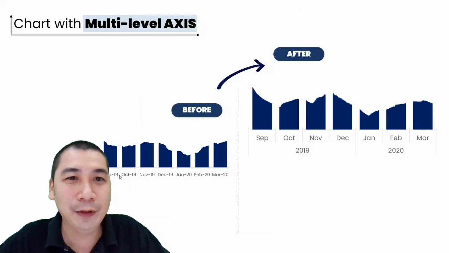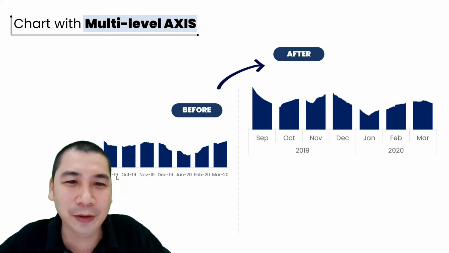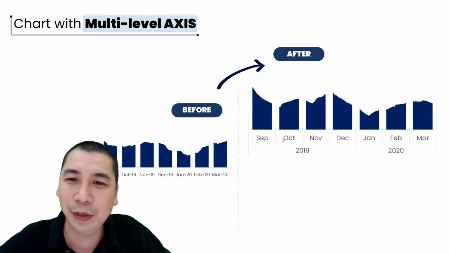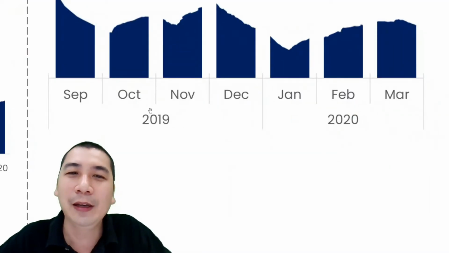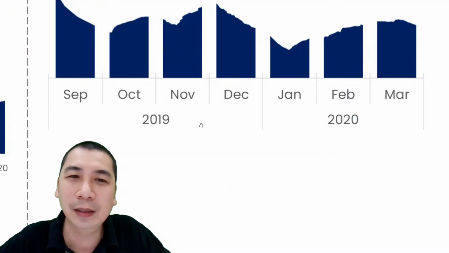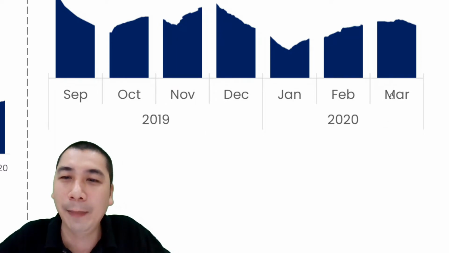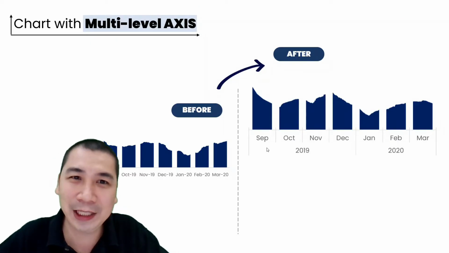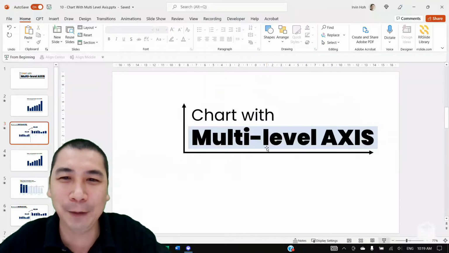Before, I have repetitive words or numbers or years on the axis, but after I apply multi-level axis, you can see how clean the axis is by consolidating or grouping the years into one level and also the month in another level. Let's jump into PowerPoint or Excel, but in this case I'm using PowerPoint and I will show you the steps.